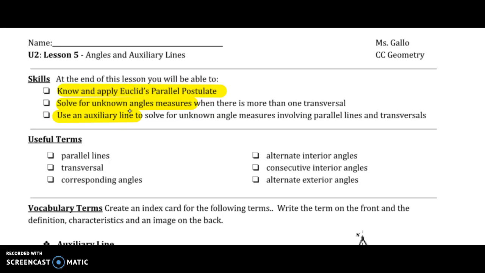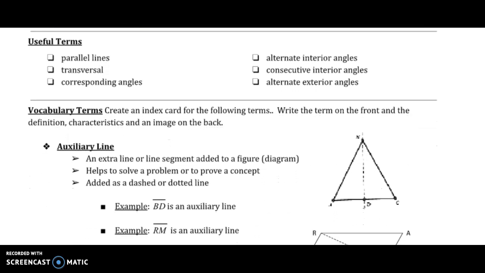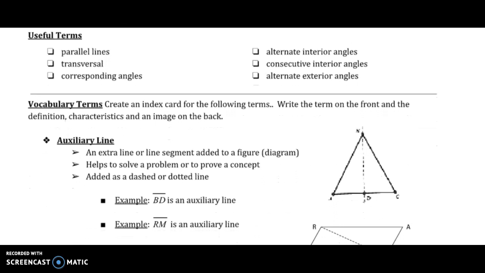auxiliary line. So useful terms, things you definitely need to know in order to be successful with this lesson: parallel lines, transversal, corresponding angles, alternate interior angles, consecutive interior angles, alternate exterior angles. May be useful depending on what information is given in these types of problems. So this video will cover the vocabulary, and then we will work on the lesson and the examples. So let's start with the first term.